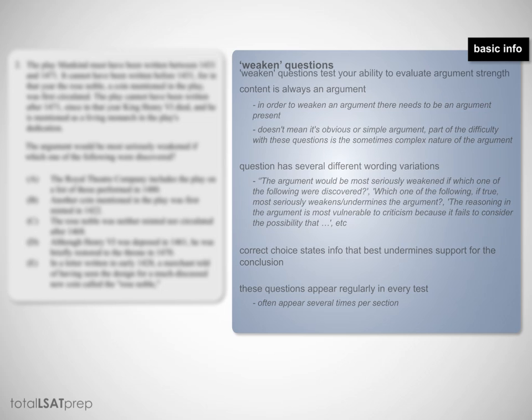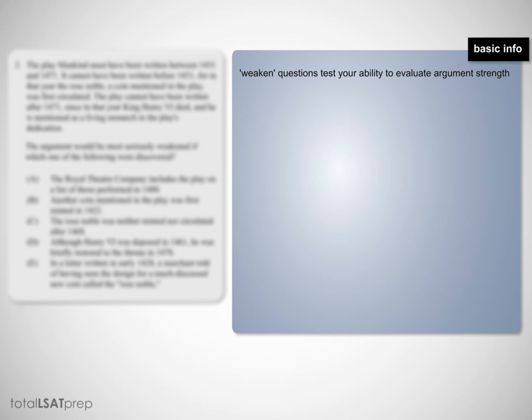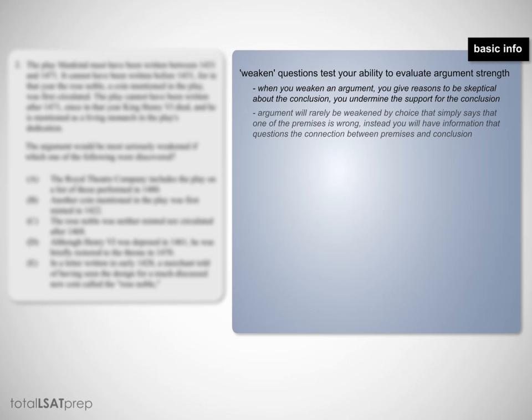Essentially, weaken questions test your ability to evaluate argument strength. When you weaken an argument, you give reasons to be skeptical about the conclusion. You undermine the support for the conclusion. Now, an argument will rarely be weakened by a choice that simply says that one of the premises is wrong. Instead, you will have information that questions the connection between premises and conclusion. For these question types, unstated information is key.